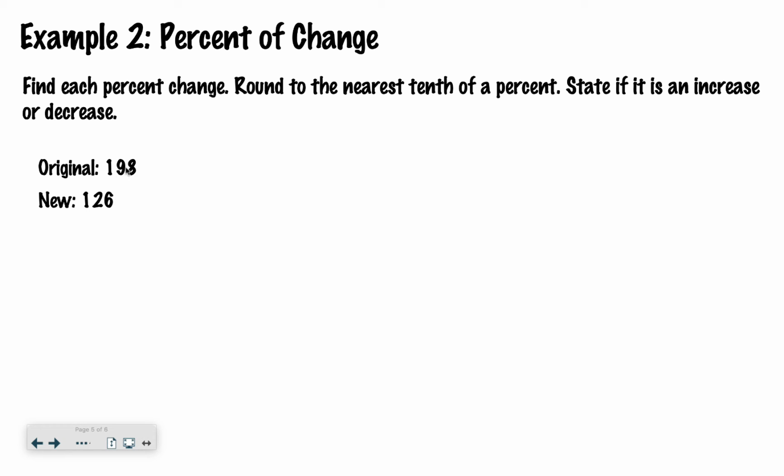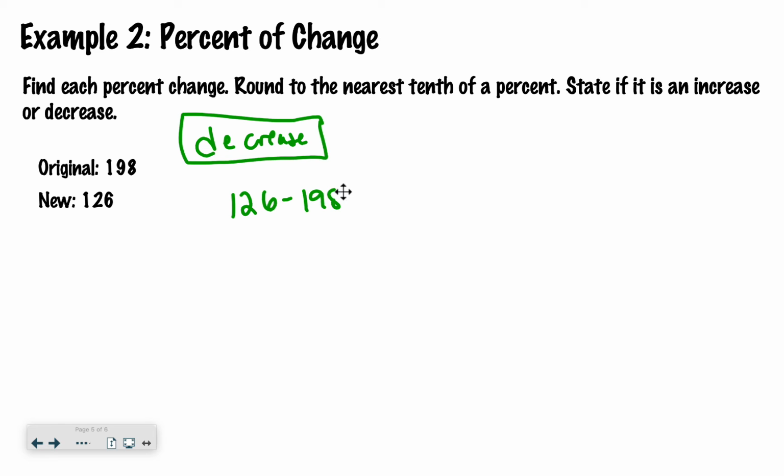Let's look at this next one. Same idea. This time my original is 198. My new is 126. So this time it went down. So it's a decrease. So I'm going to say decrease. I'm going to box that. So I'm done with that part of the question. And now I'm going to say my new 126 minus my original 198 divided by my original.